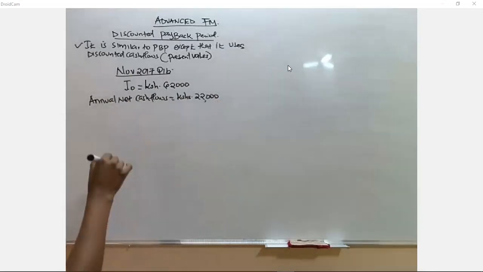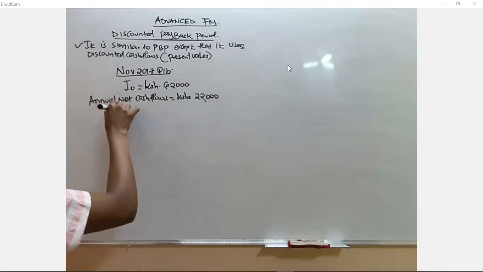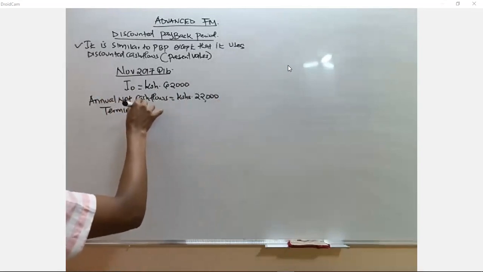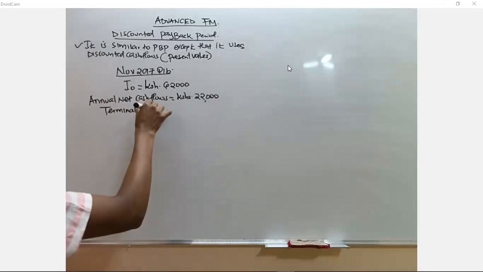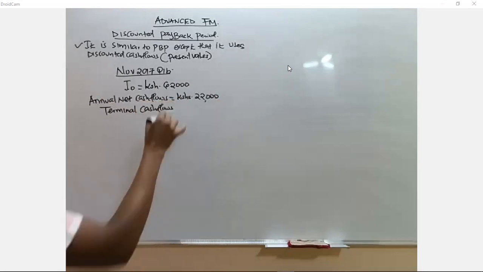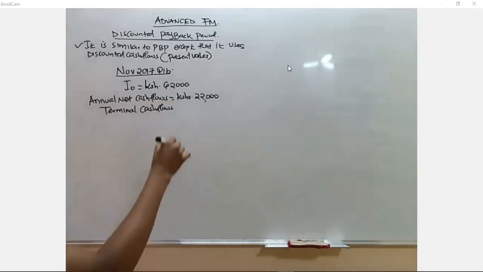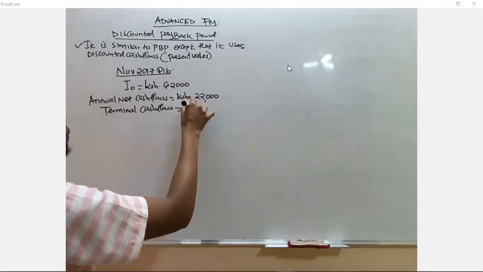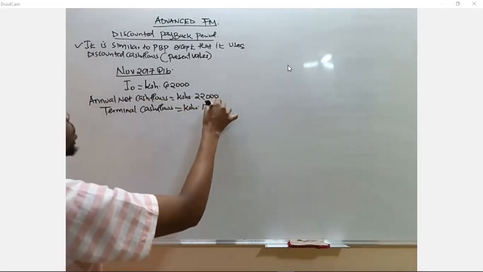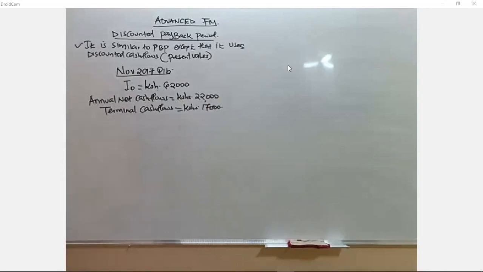Then number 3, we say determine the terminal cash flows. Terminal cash flows. And you ask yourself, how much was our terminal cash flows? I will tell you, we got 17,000.